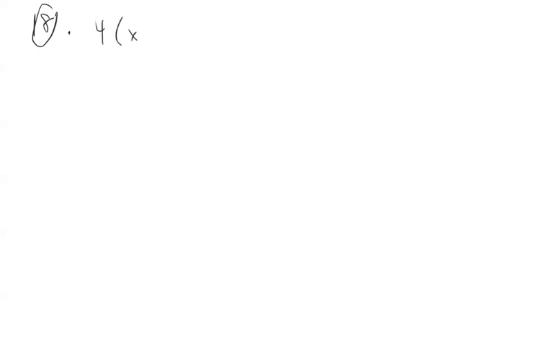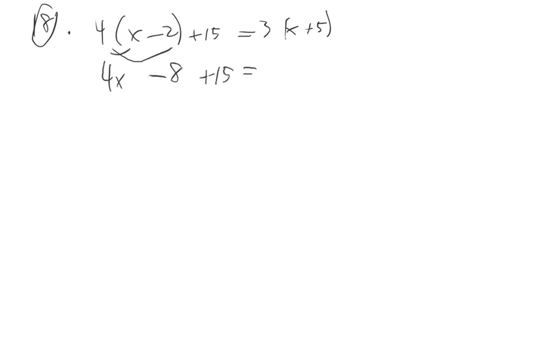4 times (x minus 2) plus 15 equals 3 times (x plus 5). So distribute the 4, you'll get 4x minus 8 plus 15 equals 3 times (x plus 5). So 3 times x and 3 times 5 is 3x plus 15. Combine these two terms: negative 8 plus 15 is equal to 7. 4x plus 7 equals 3x plus 15.